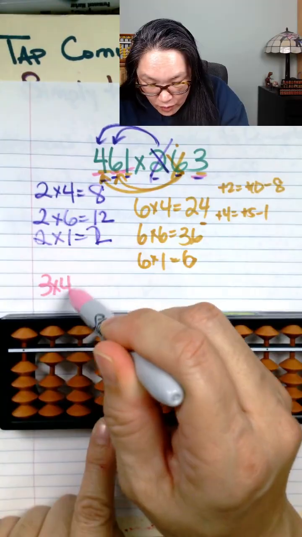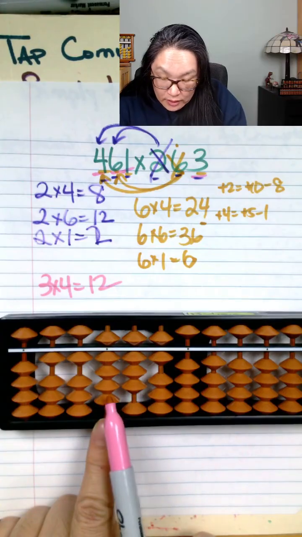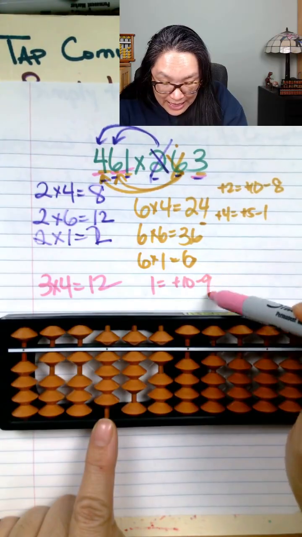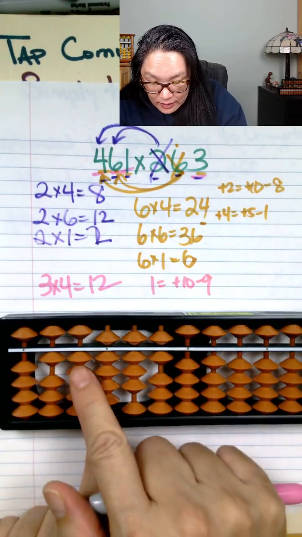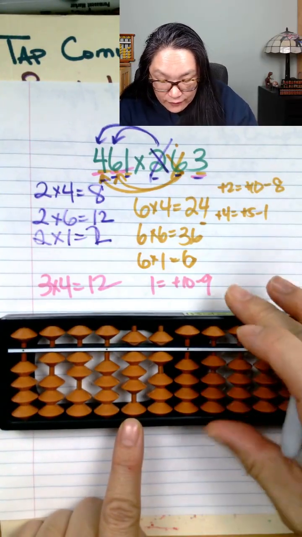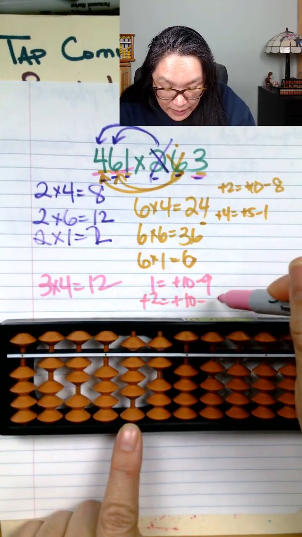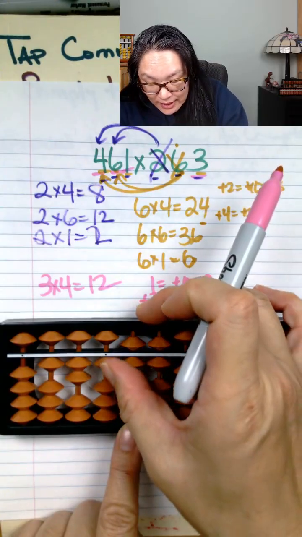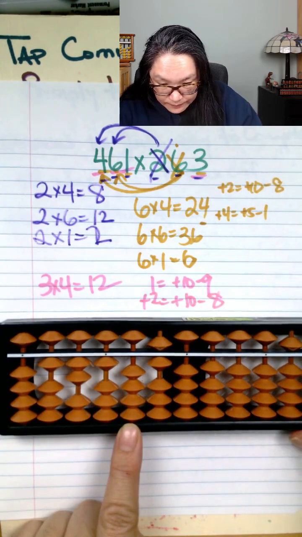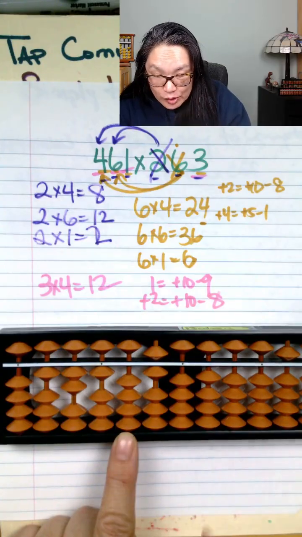3 times 4 is 12. So I have to do 2 and a 1. Again, plus 1 is equal to plus the 10 minus 9. So I plus the 10 and I take away the 9. I go to here. I want to add the 2. Is there enough? No. What do I do? Plus the 2 is equal to plus the 10 minus 8. So plus the 10, take away the 8. I'm done with the 3. I'm sorry, I'm done with the 4. So I'm keeping my finger here because we need to keep track.